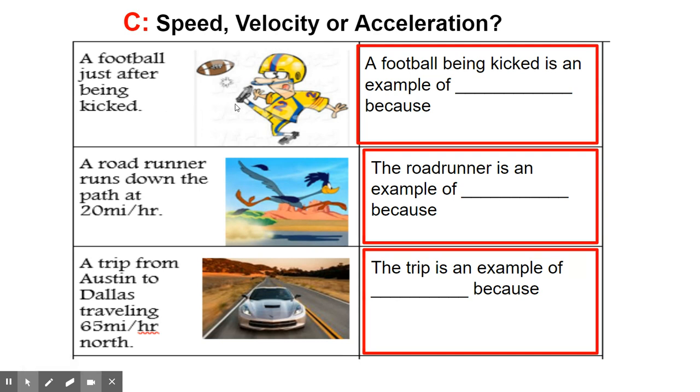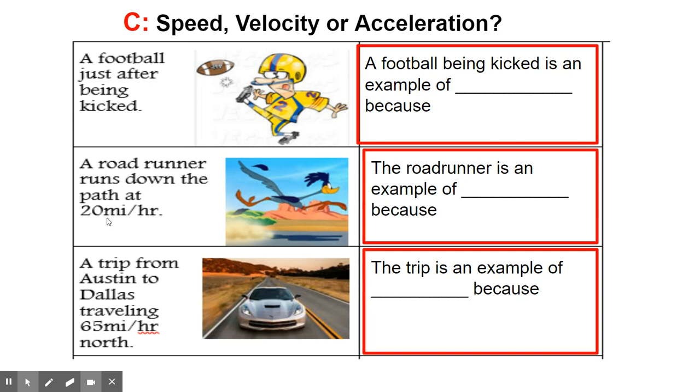A football just after being kicked. So a football being kicked is an example of acceleration because we're increasing its speed, and then when gravity pulls it down, we could be decreasing our speed. So the football being kicked is an example of acceleration because we're increasing our speed or decreasing our speed.